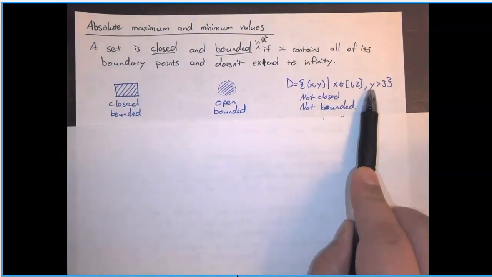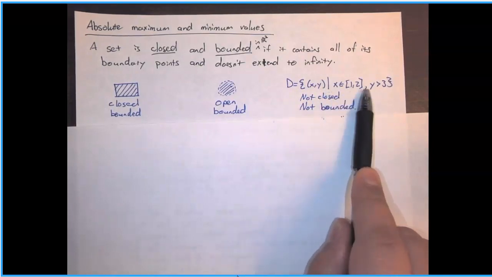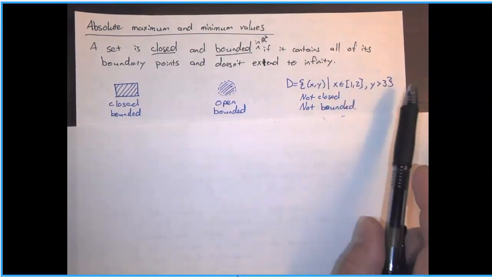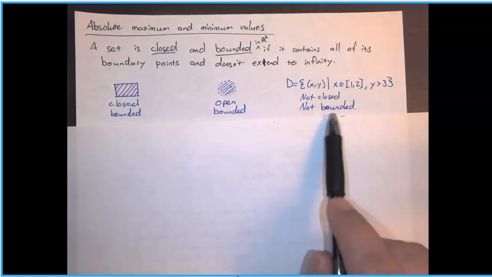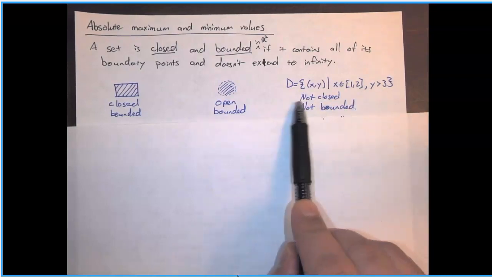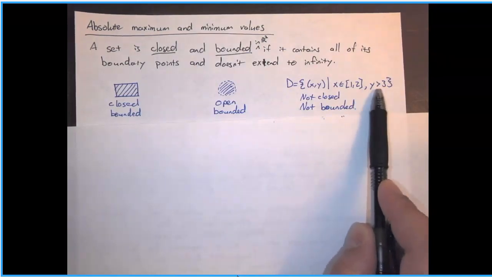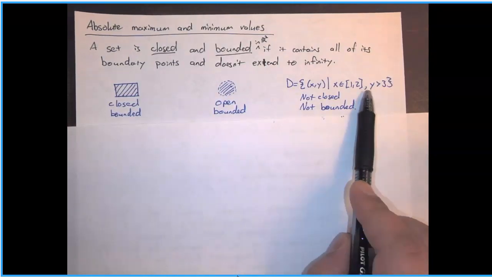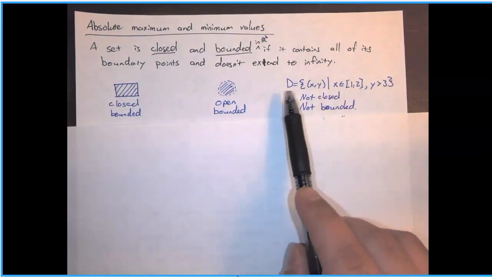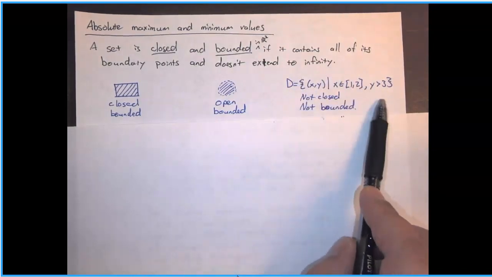This set, what does this say? It says all points x and y, such that x lies between 1 and 2, the closed interval, so 1 and 2 are included, and y is strictly greater than 3, so y can't equal 3, and y can go to infinity. This is not a closed set because it doesn't include the case where y equals 3. That line segment of the boundary is not included, and it's not bounded because y can go to infinity. So this is neither closed nor bounded. This is not the kind of set we're going to talk about.